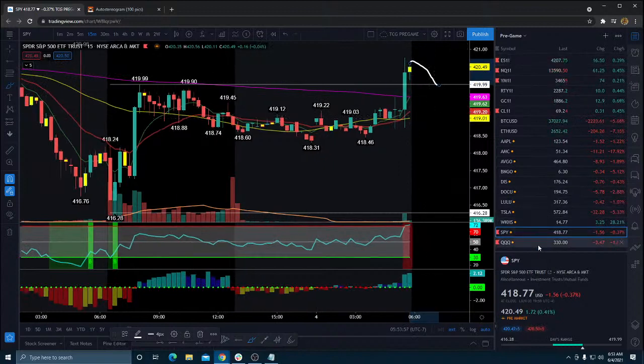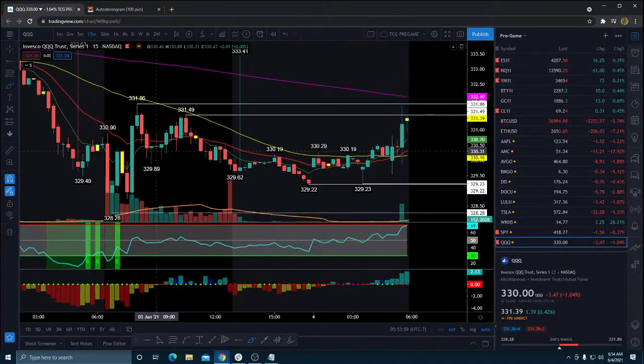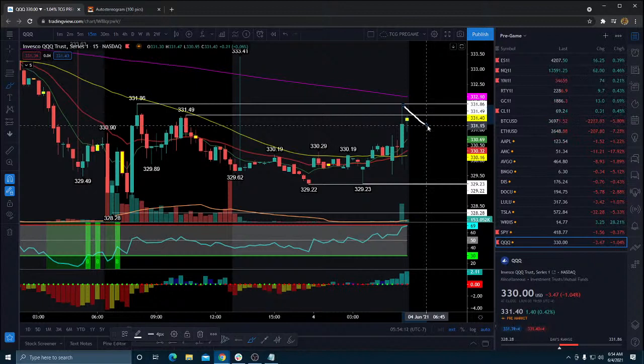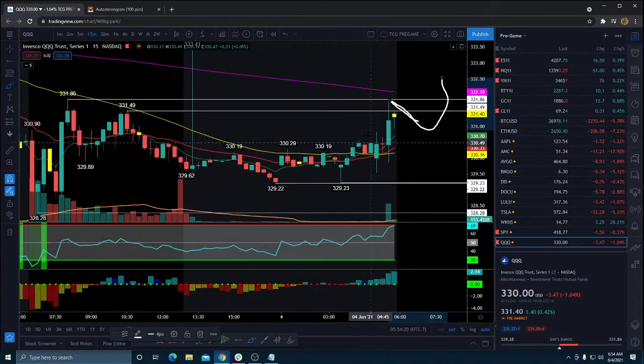Let's see. And then QQQ. We are not getting through yesterday's high of 331.86. So if QQQ can't get through the high of yesterday, it may ruin the bulls' fun day, the market bulls' fun day, if QQQ can't get through 331.86. So maybe it just needs a quick pullback and then it can get through.